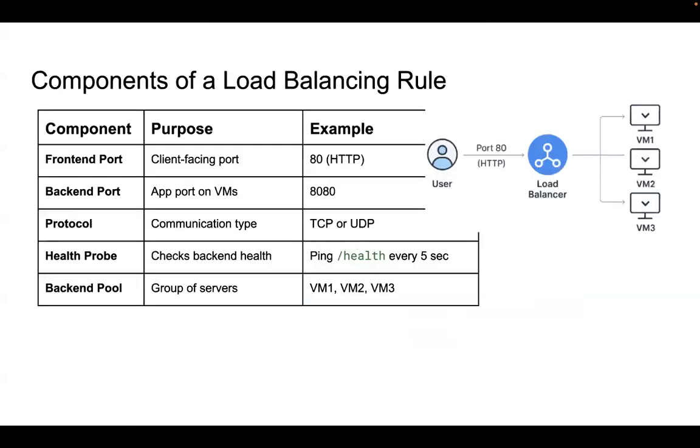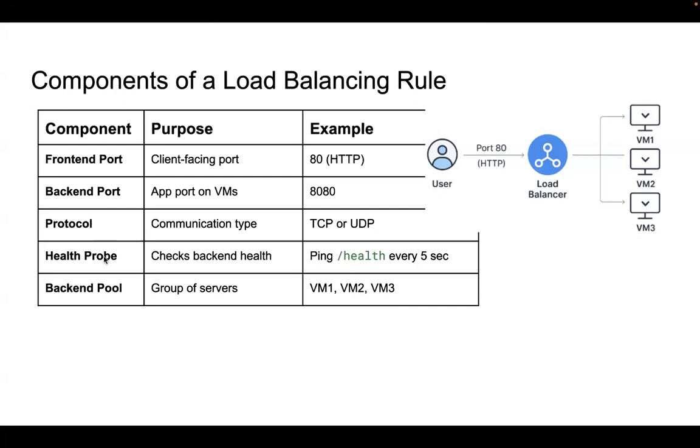Next is the load balancing rule. This is one important thing which we will be configuring when we configure the load balancer. The load balancing rule has a front end port and a back end port. The front end port takes the request and the back end port forwards those requests to the back end pool. The back end pool has a group of servers: VM1, VM2, VM3, like that there will be instances in the backend pool. Protocol and health probes are two other components which help for communication.